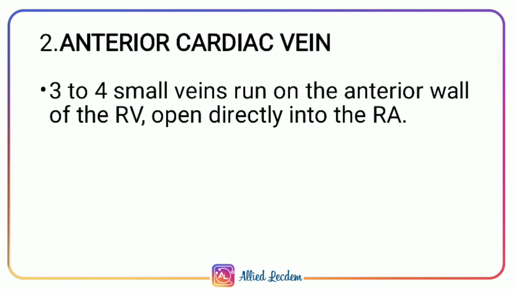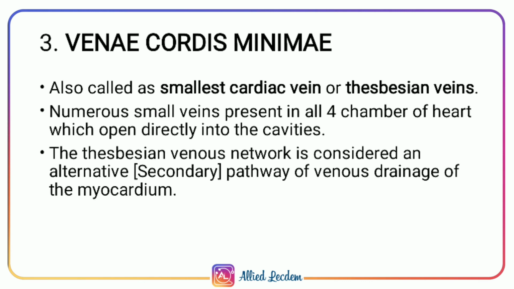Anterior cardiac vein. It includes 3 to 4 small veins running on the anterior wall of the RV, which directly open into the right atrium. Venae cordis minimae, also known as the smallest cardiac veins or Thebesian veins. These are the numerous small veins present in all 4 chambers of the heart, which open directly into their cavities. This Thebesian venous network is considered an alternate secondary pathway of the venous drainage of the myocardium.